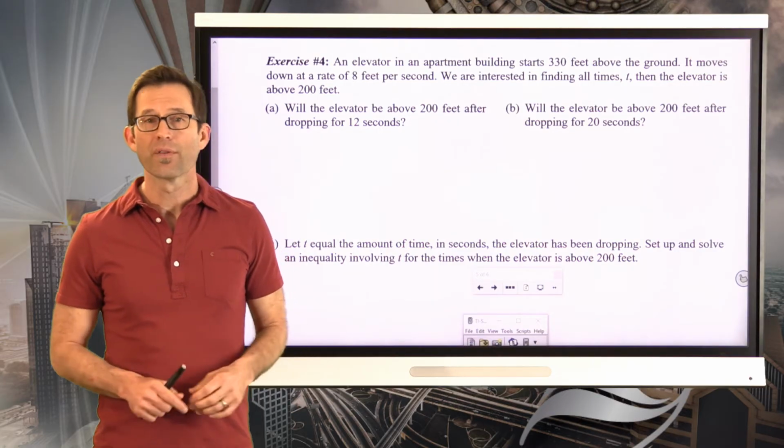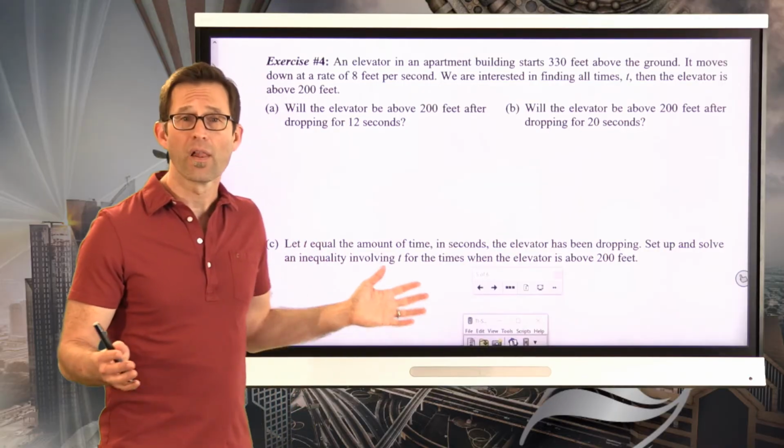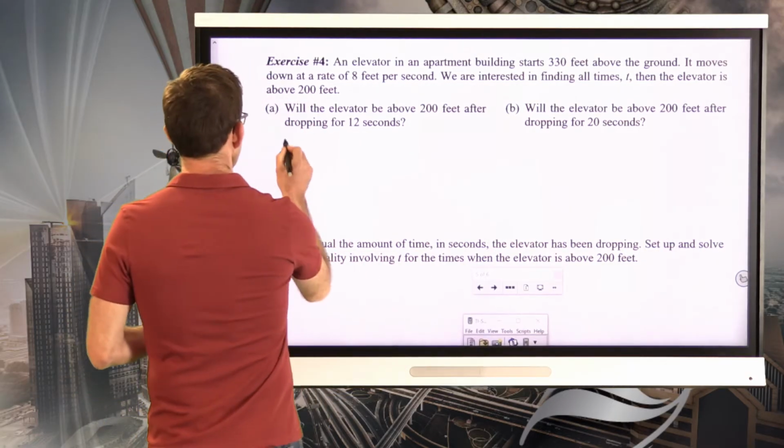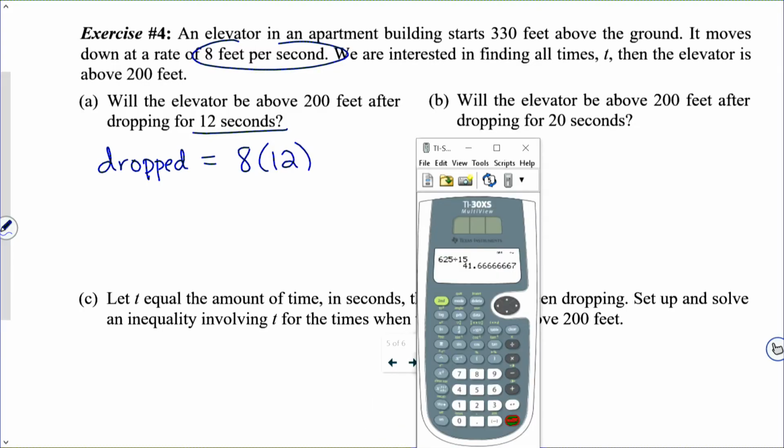Well, how would we figure this out? For 12 seconds, the first thing we might do is figure out how far the elevator has dropped. So maybe I'll just write it as dropped. We've got 8 feet per second, 12 seconds, so we're going to do 8 times 12. It's 96. So that's the number of feet it's dropped.